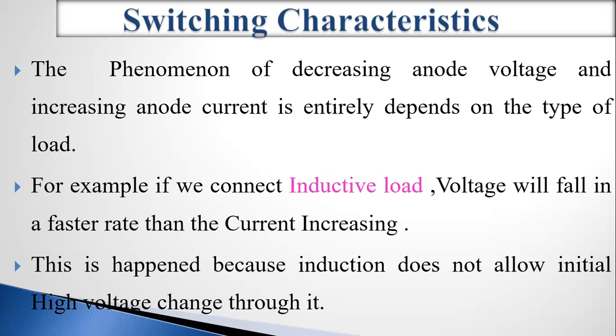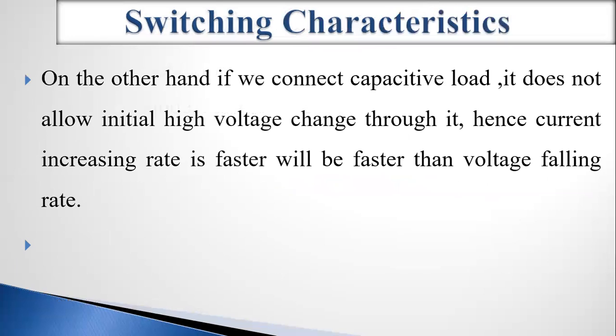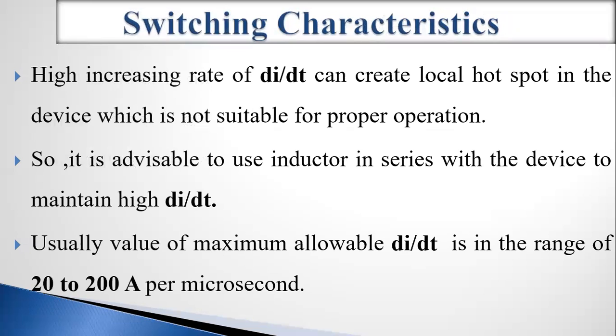So according to the property of the inductor, this happens due to its characteristic. This is the concept of the rise time. On the other hand, if we connect a capacitive load, it does not allow an initial high voltage change through it. That means the current increasing rate will be faster than the voltage falling rate, just opposite in the case of an inductive load. So if you connect different types of load, their rising and falling rates are different. These are the rise time.